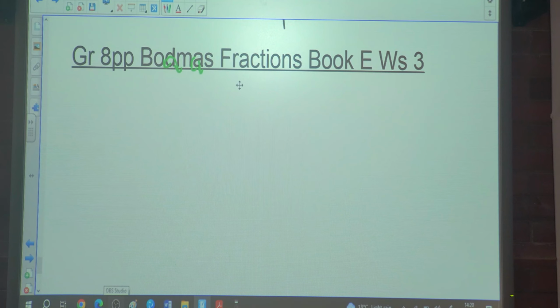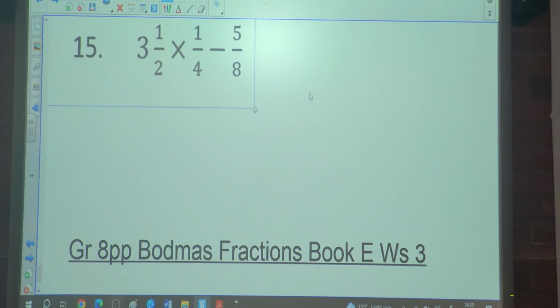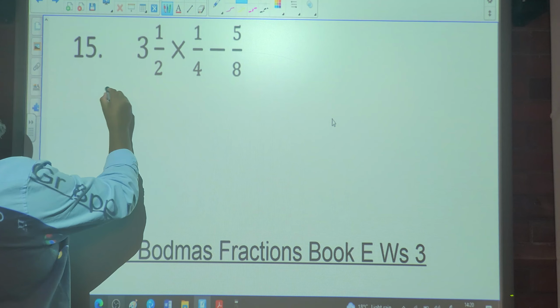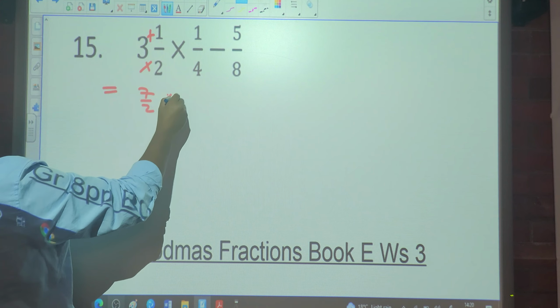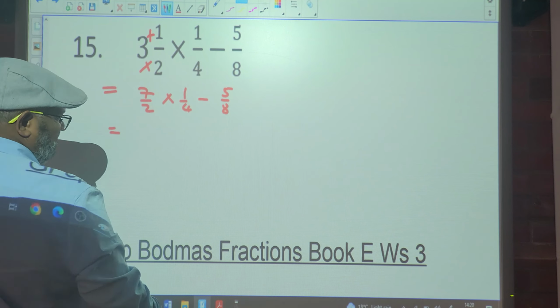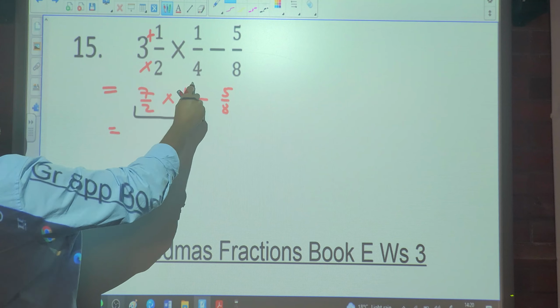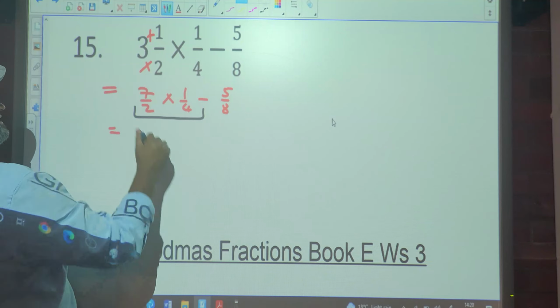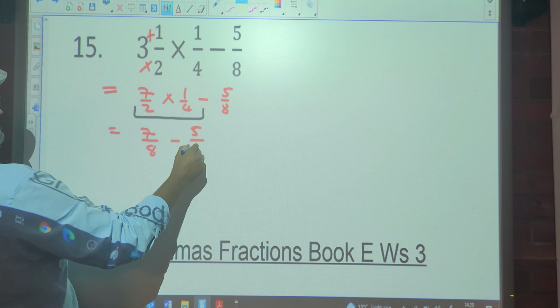Let's go to number 15. You've got 3.5 multiplied by a quarter minus 5 over 8. So what must be done first? You change this. So you're going to get 7 over 2 multiplied by 1 over 4 minus 5 over 8. Is there anything that can cancel here? No. 7 multiplied by 1 is 7 over 8, minus 5 over 8.